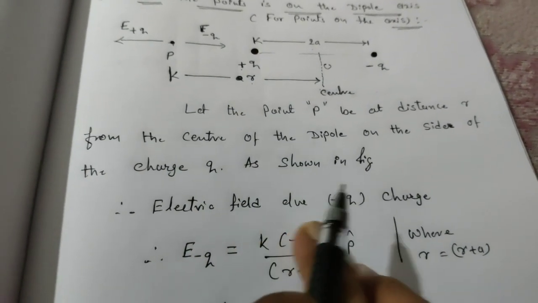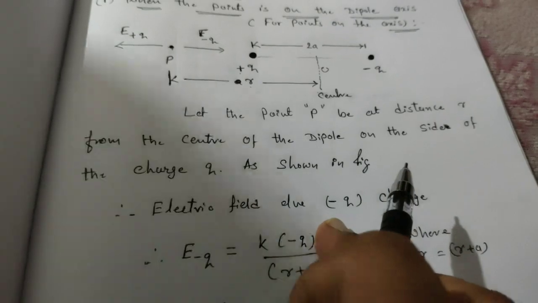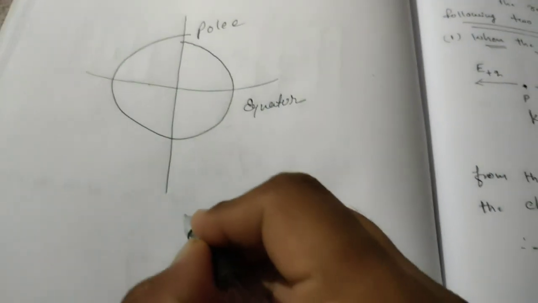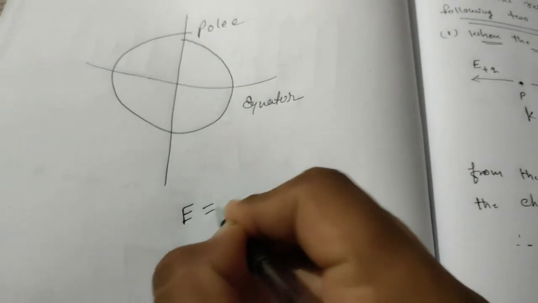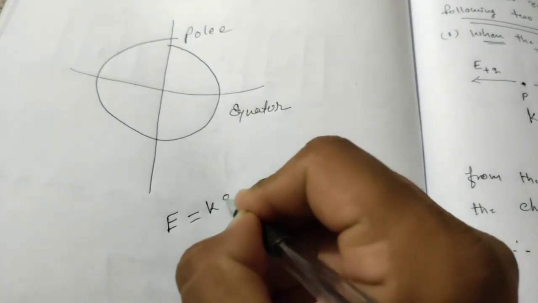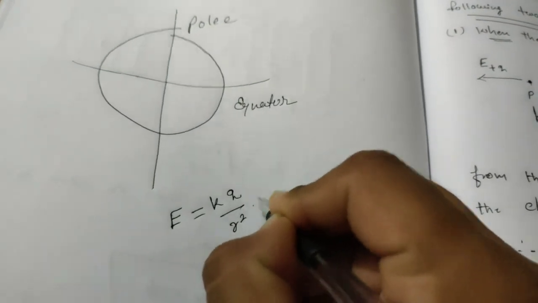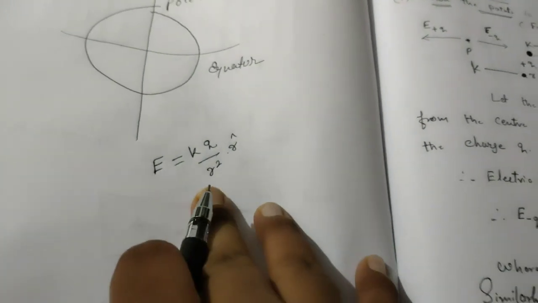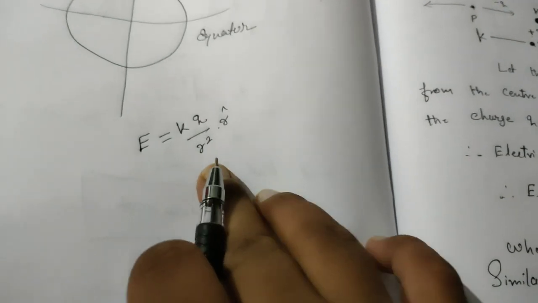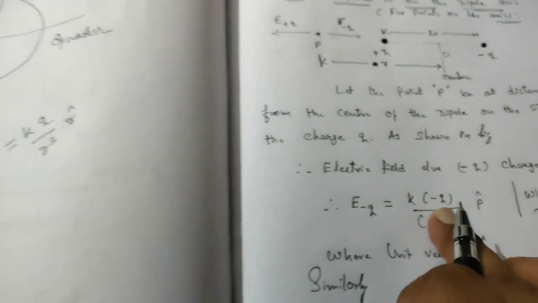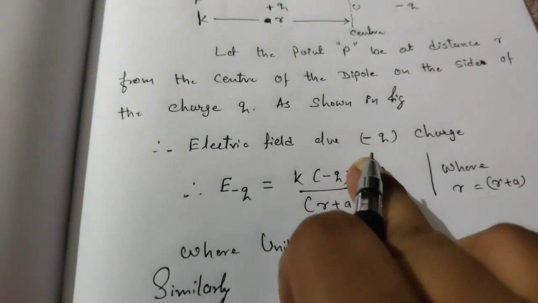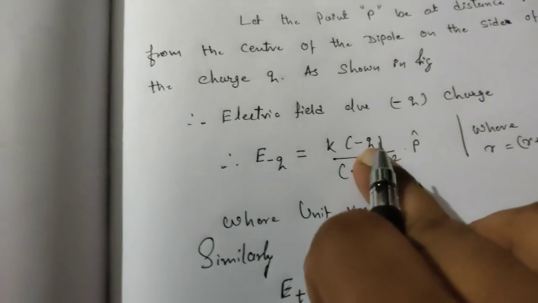So, electric field produced due to minus q charge particle. Okay, the basic equation we know: E equal to kq upon r square into r cap. This is the basic equation of a single charge particle. Okay, so kq as it is.